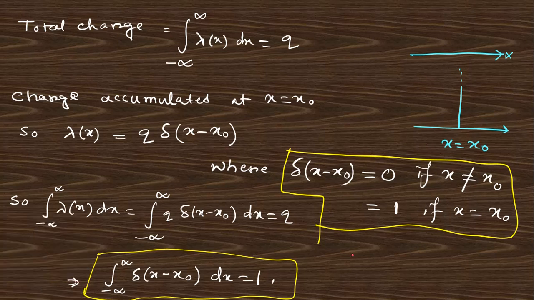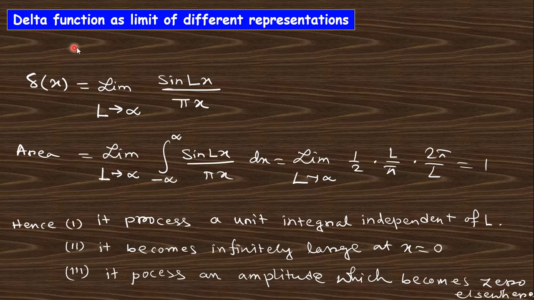This is the definition. These two are the actual definition of the Dirac delta function, right? Clear? Go to the next portion, that is the delta function as a limit of different representations.